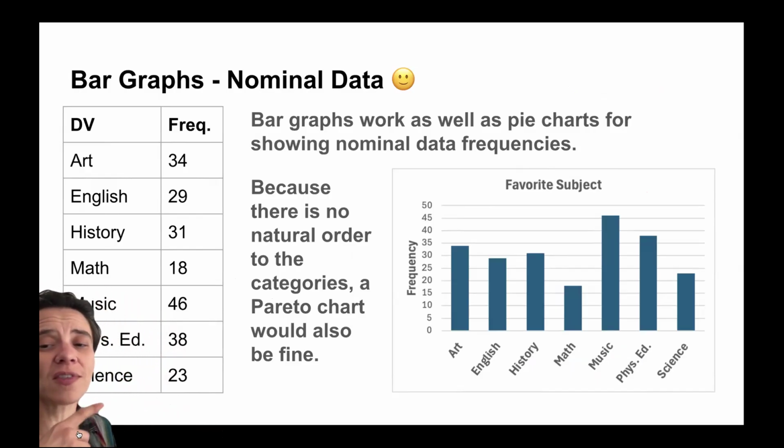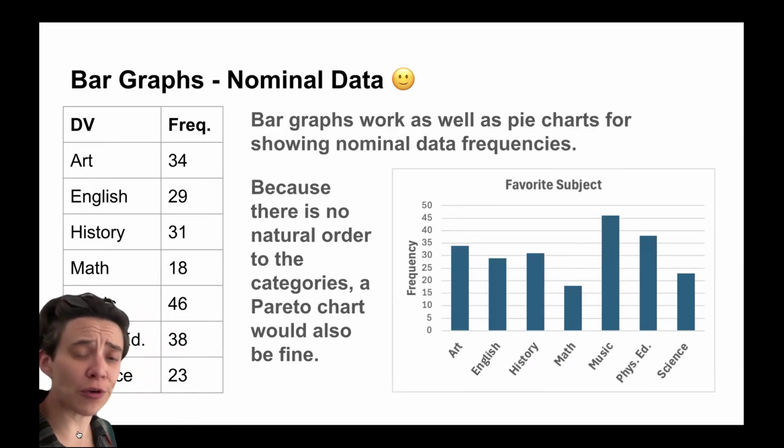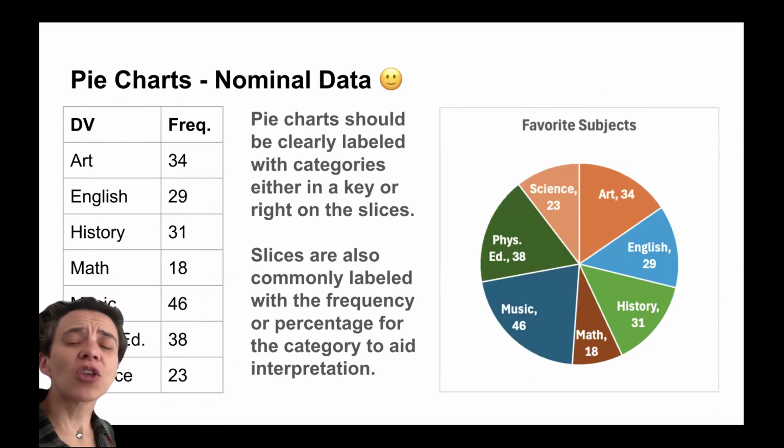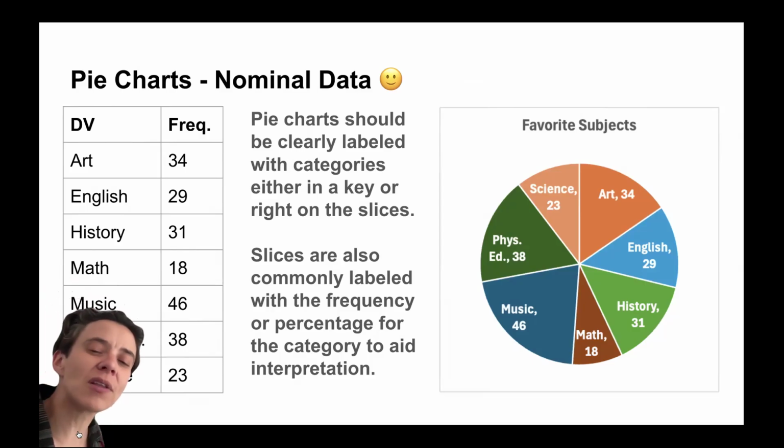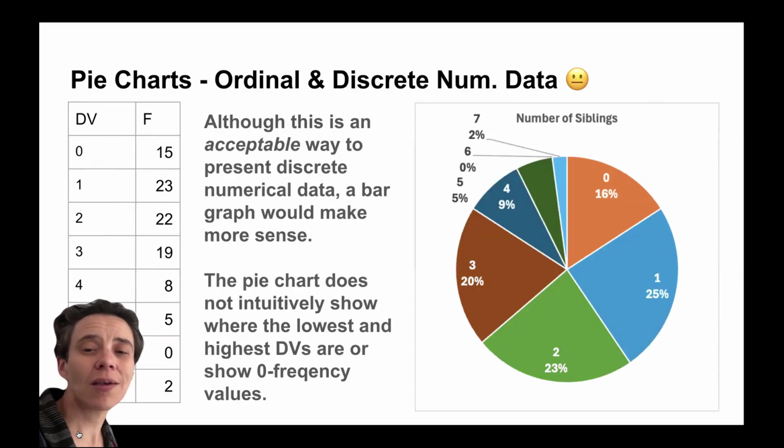So with a bar graph, this is the same as that first pie chart's data. This works more or less as well as a pie chart for showing nominal data frequencies. You could argue, I'm going to flip back a few slides, you could argue that the pie chart is more easily interpretable in the sense that you can look at this and see that music is the biggest chunk really quickly. And not only that, you can also tell that it's only a little under a quarter of the data. It's maybe like 20% of the data. And you can tell that from the pie slice.